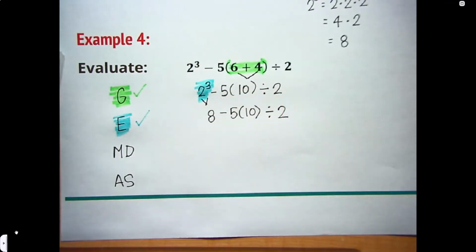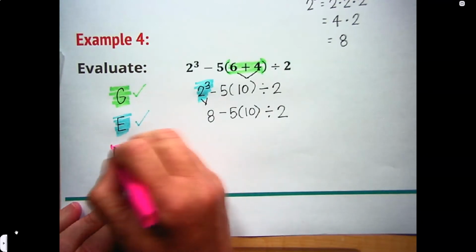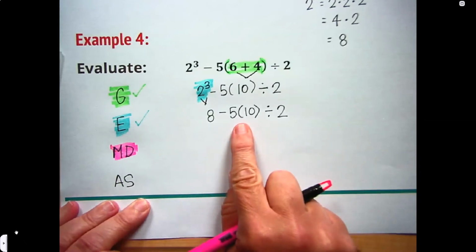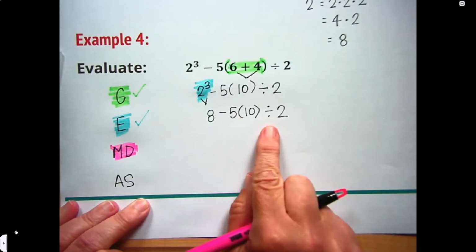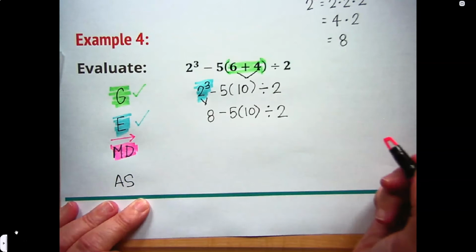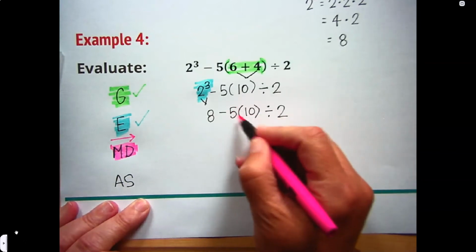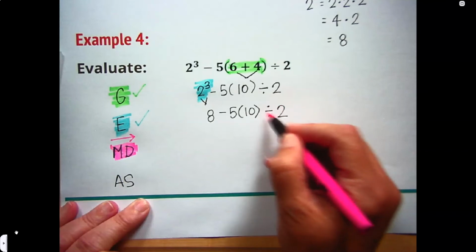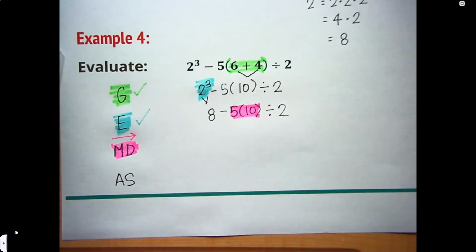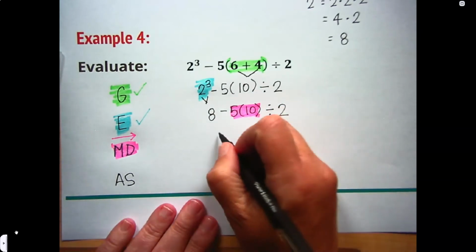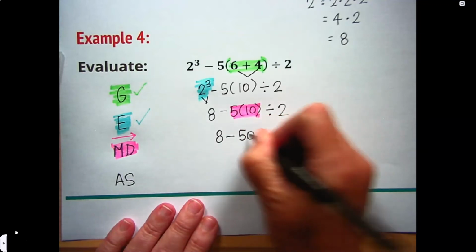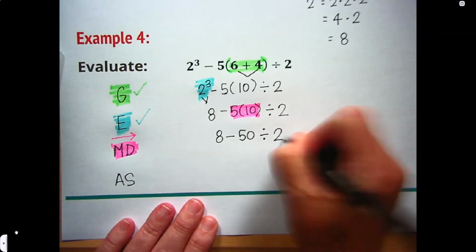So now we're off to the next level. Multiplication and division. And I see both this time. I have multiplication right here in the middle, 5 times 10, and I have division out here on the end. Now remember, because I see both, I'm going to work left to right. Who's there first? Well, the multiplying is first in the problem. The division is over here at the very end. So my next step is going to be to multiply that 5 times that 10. So starting from the beginning, I have 8 minus 5 times 10 is 50 divided by 2.